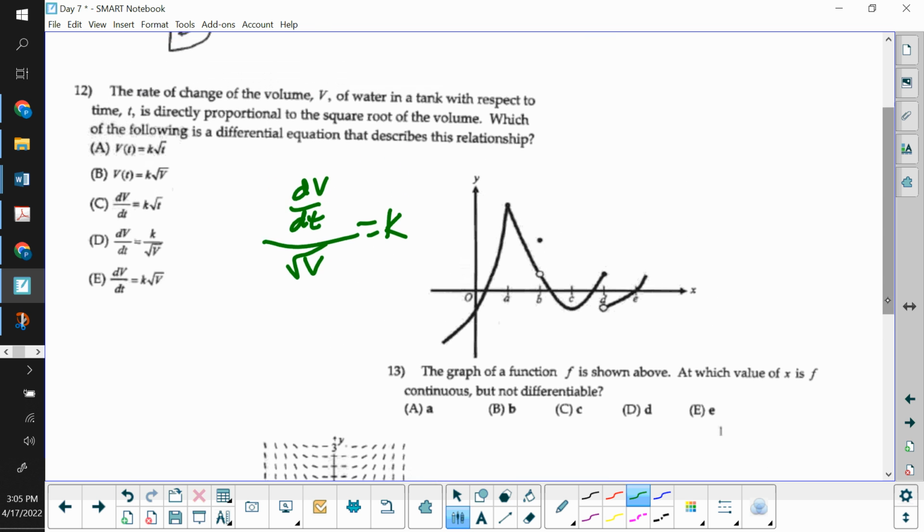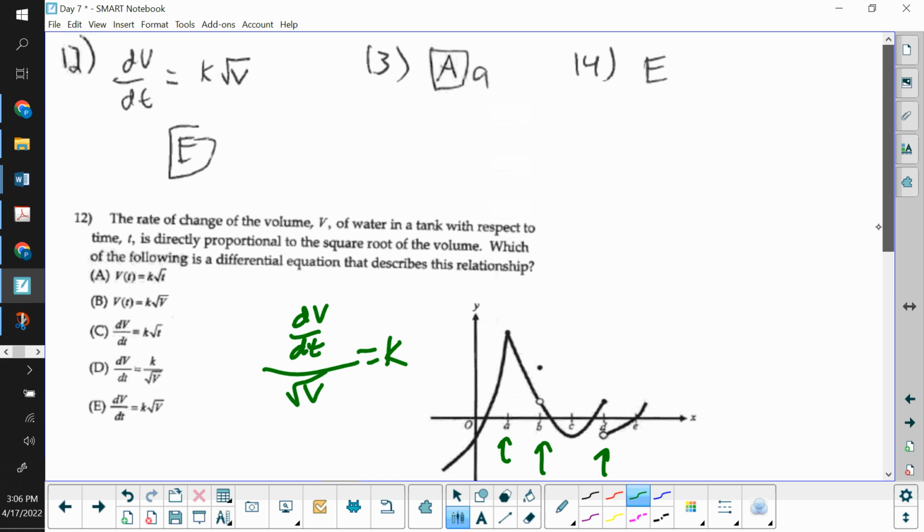In 13, not differentiable, we're looking for corner points, discontinuities, or vertical tangents. So we would have not differentiable at A, B, and D. And then of those three spots, where it is continuous, it's just A. So 13 was A.